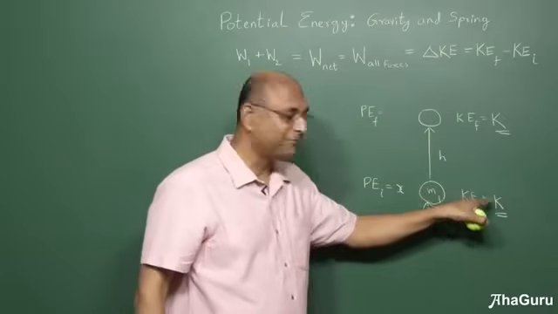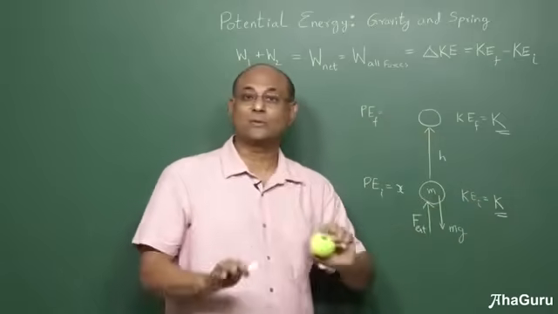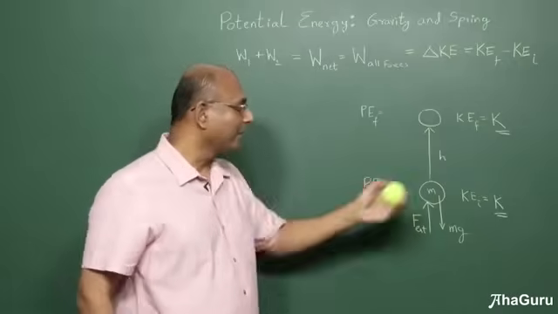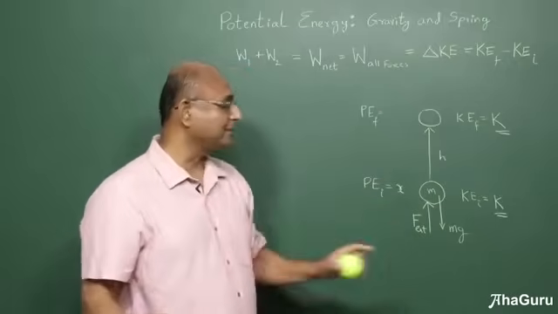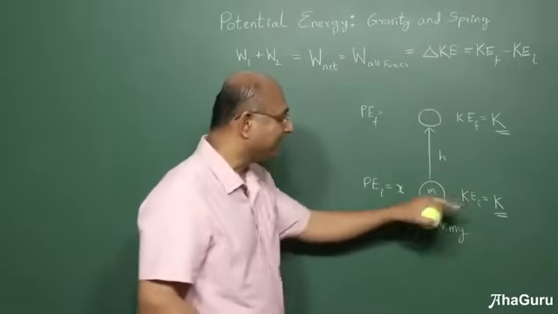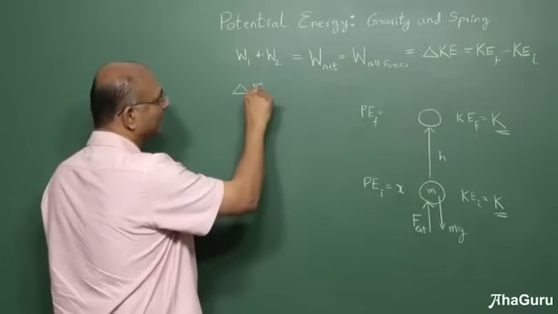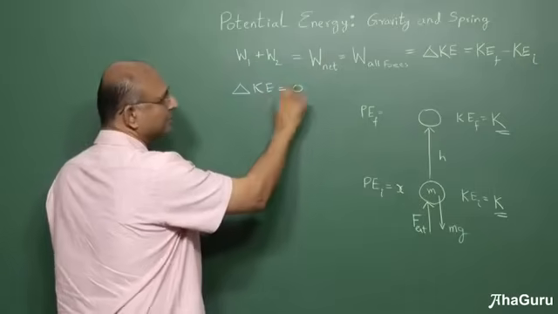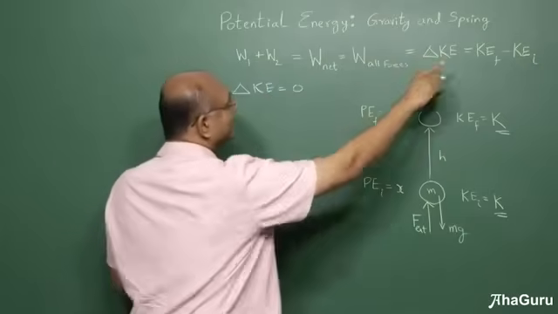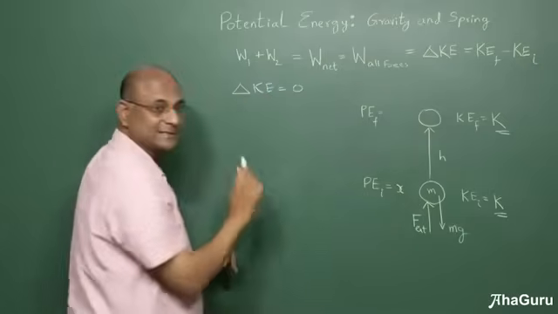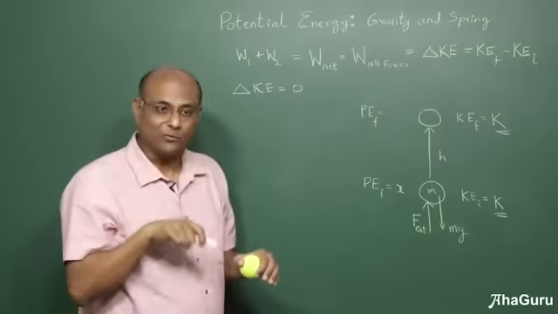It could have been half m into 4 square. Speed could have been maintained at 4. It can even change direction. That doesn't matter. Speed must remain the same. So if the kinetic energy remains the same, what is delta KE? 0. Well, if delta K is 0, work done by all forces must be 0.